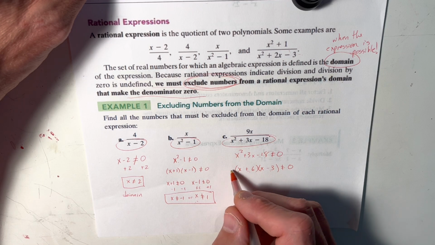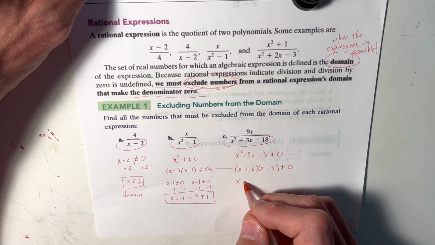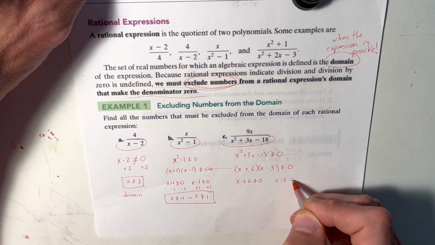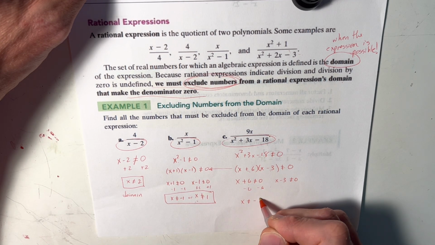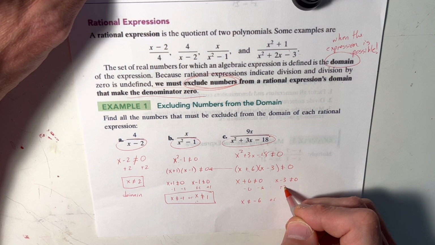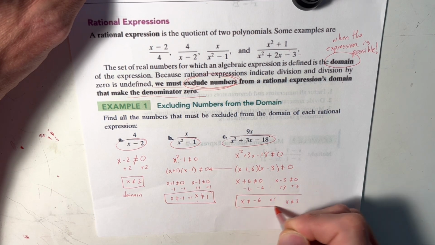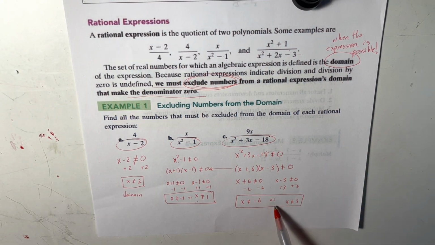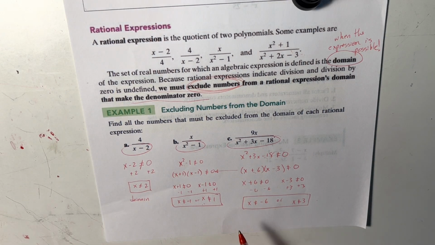So now we have our two terms. We're at the same point we were at in the previous problem. So now we set up our zero product property. x plus 6 cannot equal 0, and x minus 3 cannot equal 0. Subtract 6 from both sides: x cannot equal negative 6. Or add 3: x cannot equal 3. All right, so that's how we exclude numbers from the domain. The domain can be everything except these numbers for each of these examples.